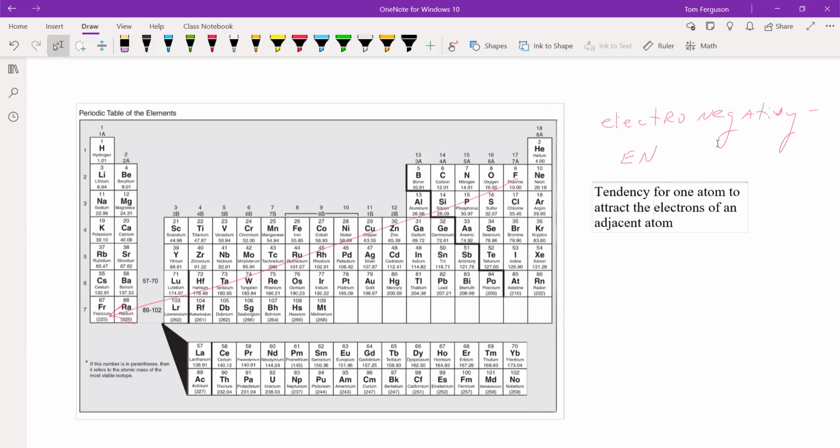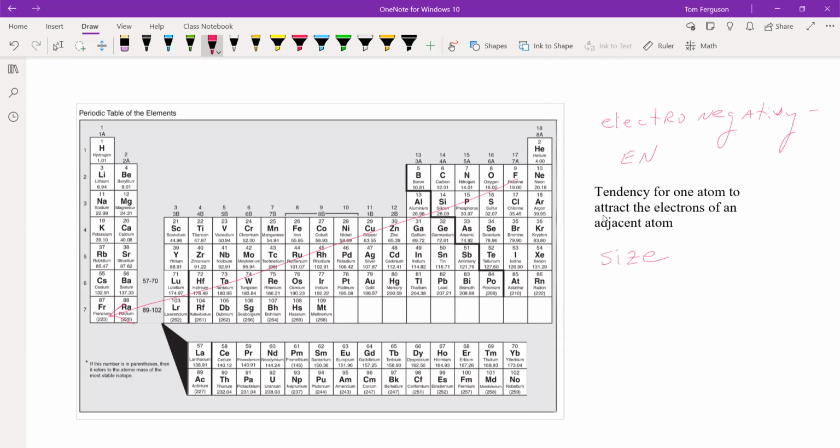Trend number two is size. Size goes in the same direction. Fluorine is the smallest. Francium is the biggest. Now, there's two reasons for that. One has to do with electronegativity. And two, francium has more stuff in it than fluorine.